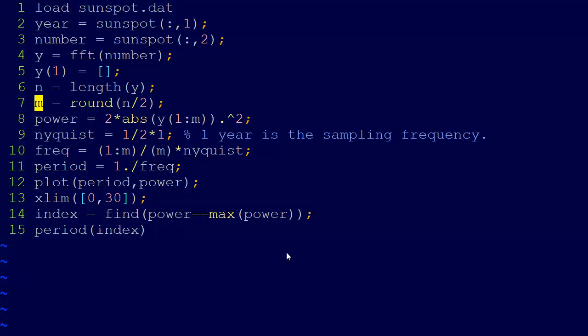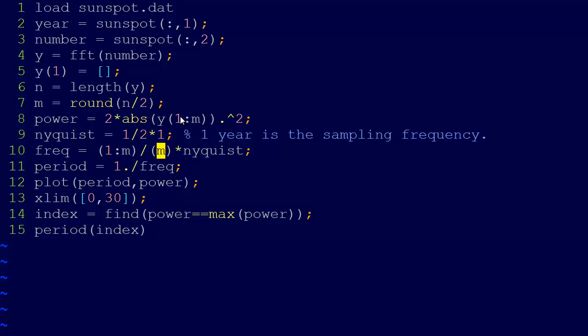And then we compute the power just according to the equation that they gave in the book, equation 19.40 on page 549. It's just the absolute value. So the absolute value here takes the magnitude. So it's the square root of the sum of the squares of the real and the imaginary components of the signal. And we square that and multiply by 2, so that's the power. Then we have the Nyquist frequency, which is half the sampling frequency, and the sampling frequency is 1 year.